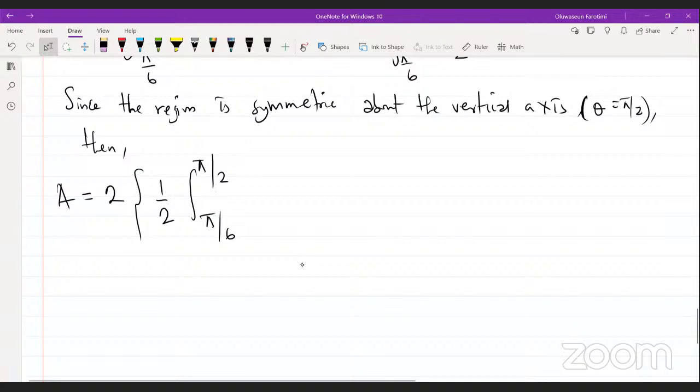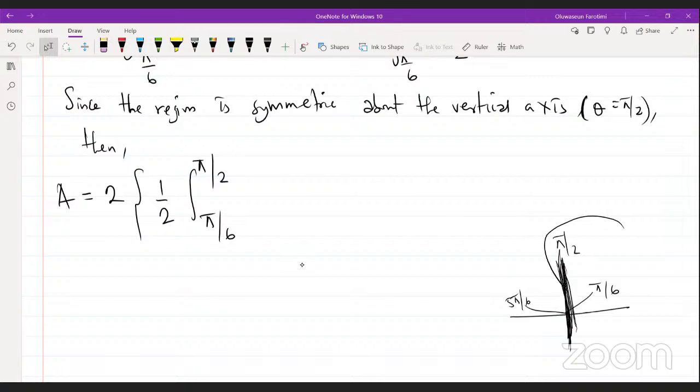Let me try to draw something here. Before, we had something like pi over 6 and 5 pi over 6. But now we see that the guys were symmetric about this guy, and this guy is just pi over 2. So that means I'm only concerned about this, I'm just concerned about pi over 2 and pi over 6. Now, why do I have a 2 up front? That's just because this is one part you're considering, and this is another part you're considering. So that's why I have a 2 up front.